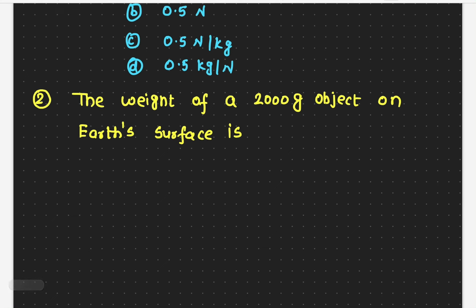All right, so let's move to problem number 2. What this problem is asking is, what is the equation for the weight of an object in terms of mass and gravity? The weight is given by m times g. m is given, which is 2000 gram, and make sure that you always convert mass into kilogram.